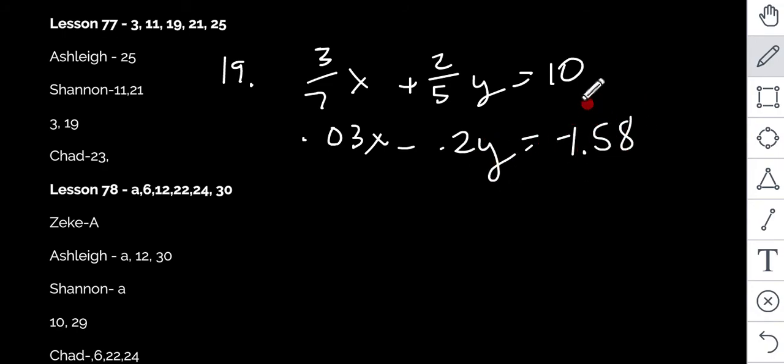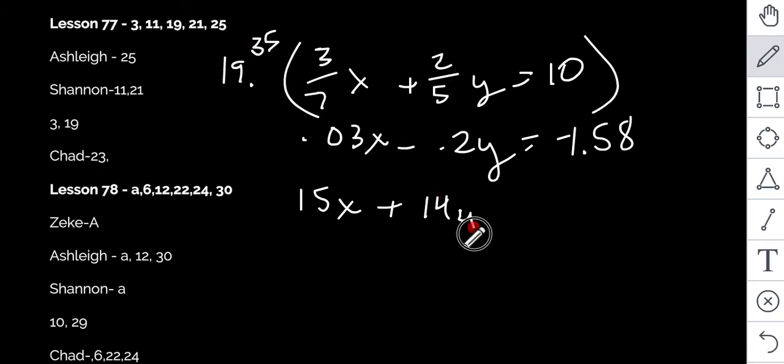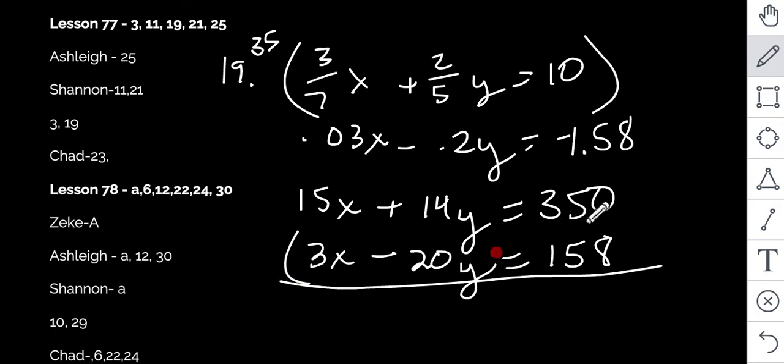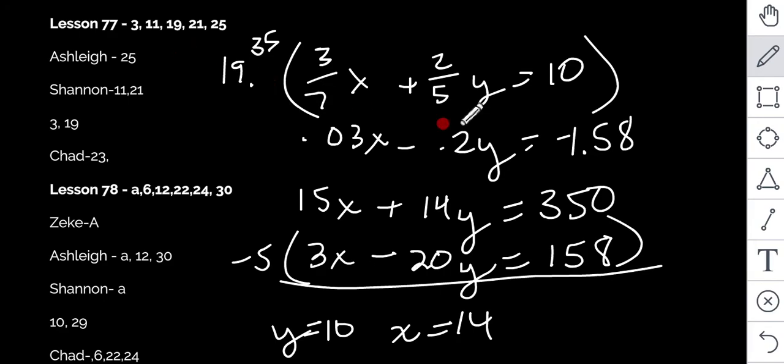Equals 10, and then we have minus 0.2y equals negative 1.58. All you have to do is get rid of your fractions and decimals. I'm going to multiply this whole equation by 35 because it's a common denominator. 7 goes into 35 5 times, 5 times 3 is 15x. 5 goes into 35 7 times, 7 times 2 is 14y. And 35 times 10 is really nice, 350. This one, everyone goes over 2. So we get 3x minus 20y equals 158. What I did was I multiplied this one by a negative 5, added them together, and got my y. I'm not going to finish this one because it's pretty simple. You eliminate your y's. Actually, I eliminated the x's, and I got y equals 10 and x equals 14. All right, 19, we are on 21.